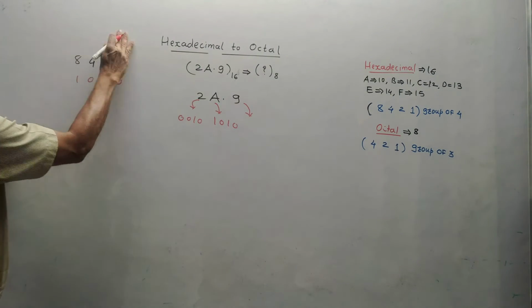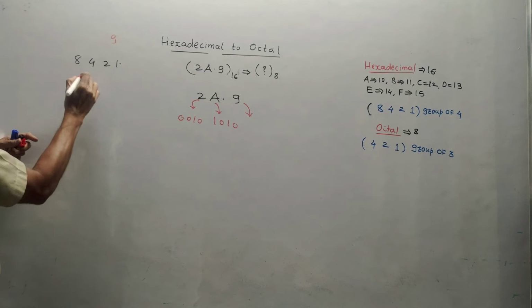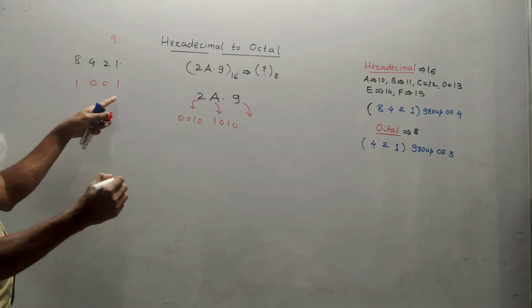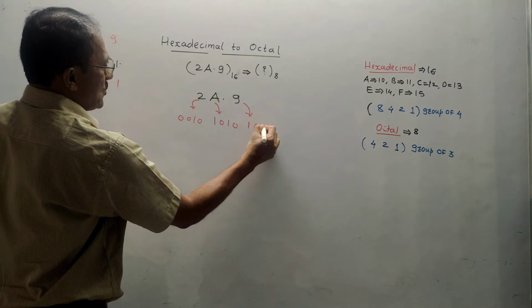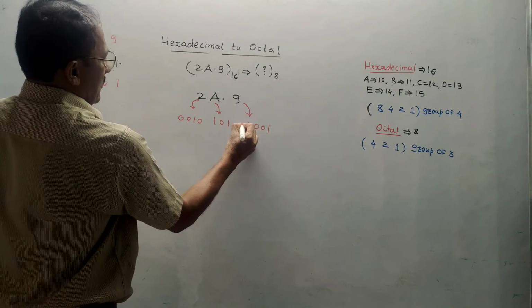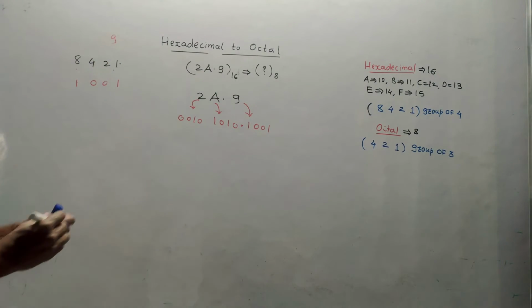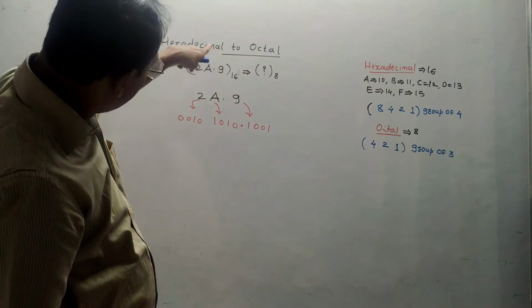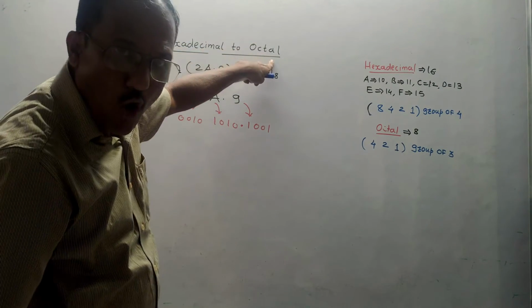Next is number 9. 9 is generated by adding 8 and 1. So below 8 and below 1, I will write 1, 1. At other places, I will write 0, 0. So it is 1, 0, 0, 1. Decimal point is as it is. But this is not the hexadecimal to binary conversion. What is asked? It is asked to convert hexadecimal into octal.